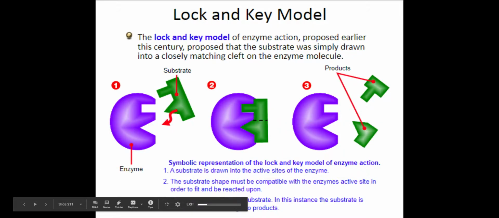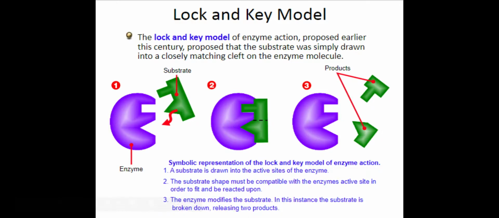There are two types of models we're going to look at in regards to enzymes and how they function. One of them is known as the lock and key model, and the other one is known as the induced fit model. Now, the lock and key model, the name itself suggests that we have a specific substrate that is binding to the active site.